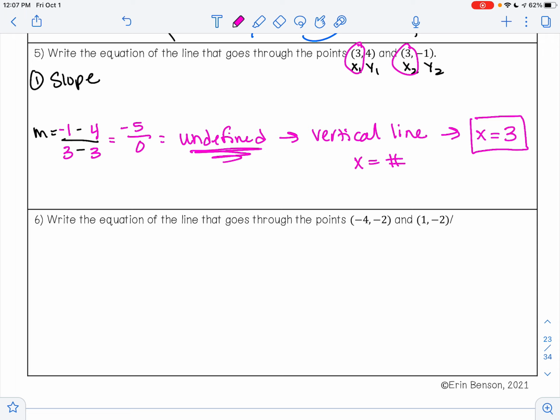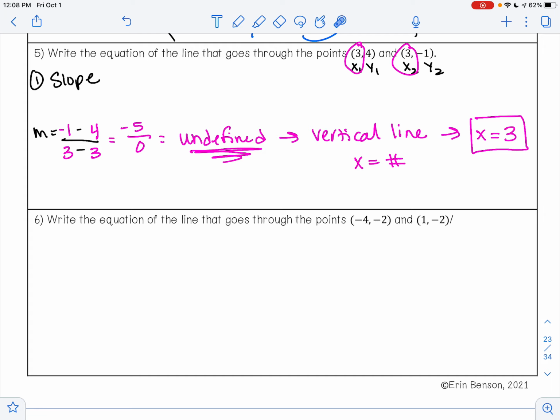So whenever you get an undefined slope, your equation will always be x equals a number, and that number will always be what your x coordinates are. This will always happen when these two numbers are the same. It will never happen when they are different. So if your x coordinates are different and you got an undefined slope, go back and double check your work, because the only way that you can get an undefined slope is if both of your x coordinates are the exact same number.